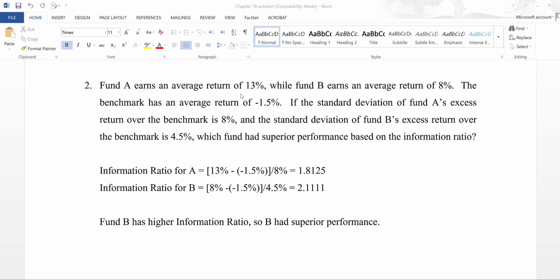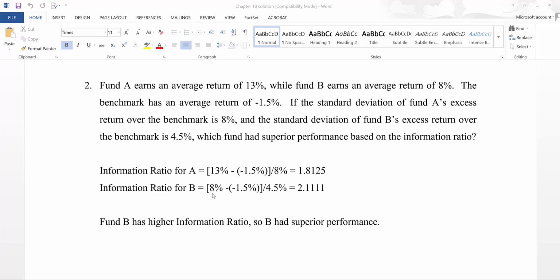So the information ratio is excess return over the benchmark divided by the standard deviation of the excess return. So for fund A, return in excess of the benchmark, that's 13% minus negative 1.5%. That's your numerator, R_P minus B, and the denominator is sigma_P minus B, the standard deviation of the excess return over the benchmark, so that's 8%. So that would be 14.5 over 8%, you get 1.8125 for fund A.